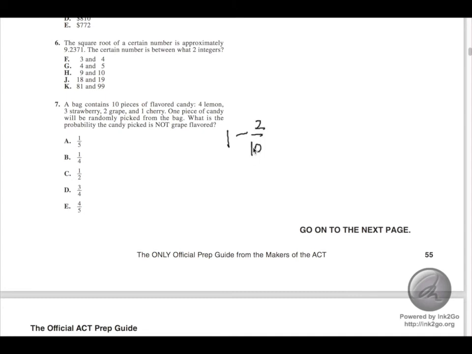The other way of doing this, which you could use as a checking method, is to add up all the numbers that refer to flavors besides grape. So 1 plus 3 plus 4, which is 8, and that would be your final answer. Either way, you get to the same number at 8 over 10, which simplifies to 4 over 5.